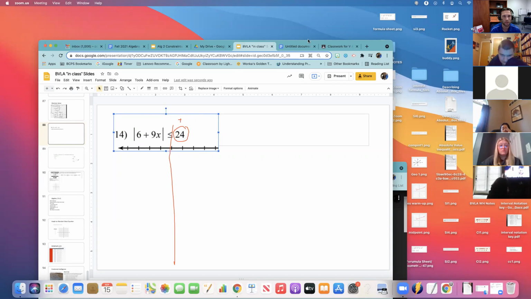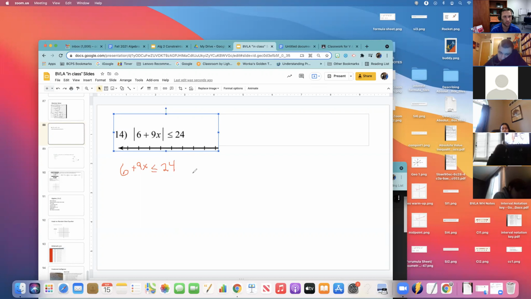We are going to say 6 plus 9x is less than or equal to the positive value. And we're also going to say 6 plus 9x, flip the sign, remember, flip the sign to the negative value. Okay, let me pause. Is everybody clear with that? Is everybody good?